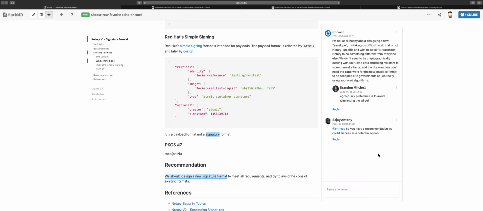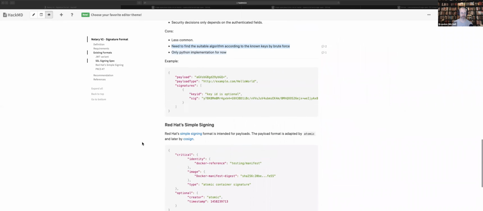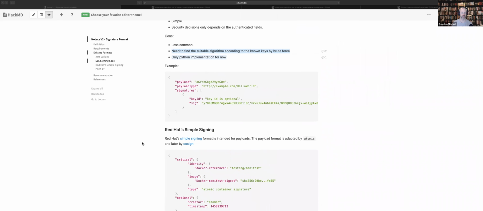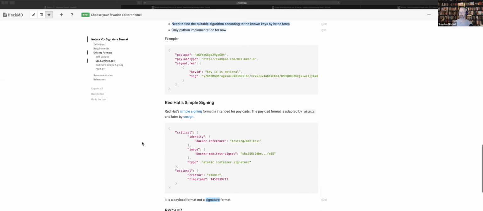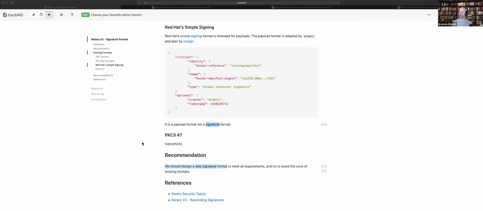Yeah, so Sajay, I was going to say real quick, high level, looking at the various implementations we were looking at, I think it's safe to say we should probably pull out the simple signing one just because it's not a signing format. And then if there are any other options out there for specs, you know, PKCS, if we want to add that in, stuff like that. And then, yeah, on the recommendations, I'm very opposed to reinventing wheels.